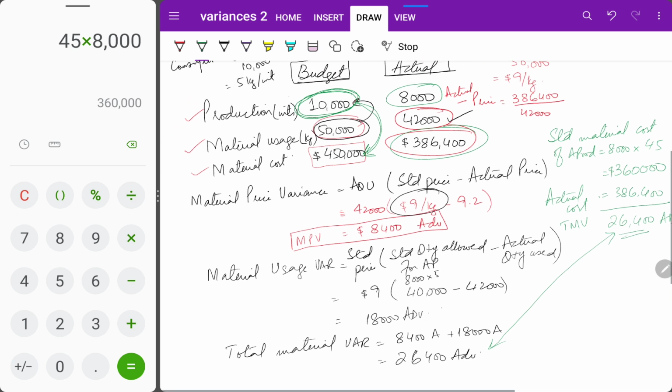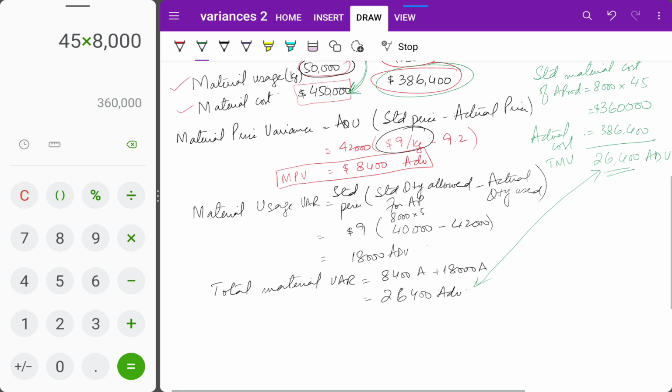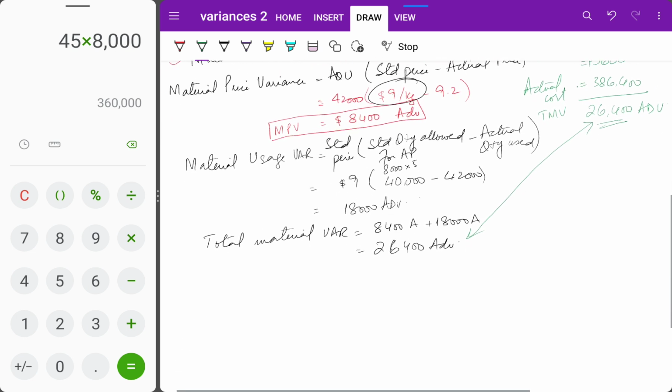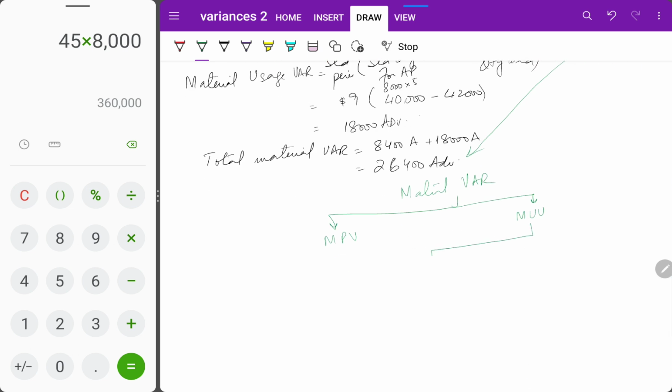So this is another example of the calculation of material variances. Now we know that material variance is divided into two parts: material price variance and material usage variance. In the next lecture, in the physical class, we will discuss that usage variance is divided into mix variance and yield variance. We will discuss what these two variances are in our session.